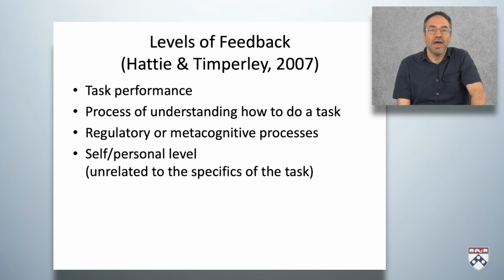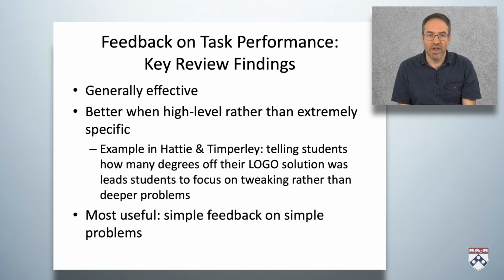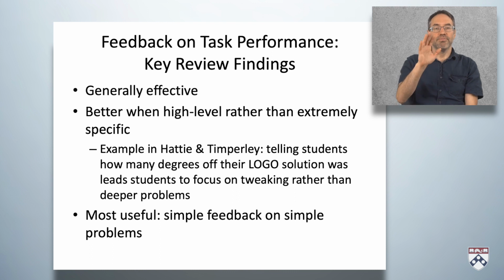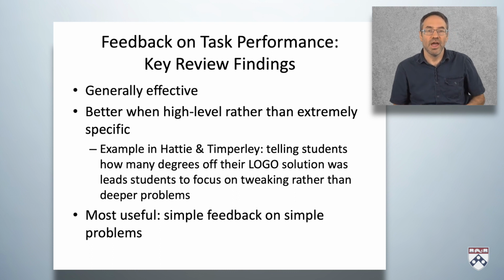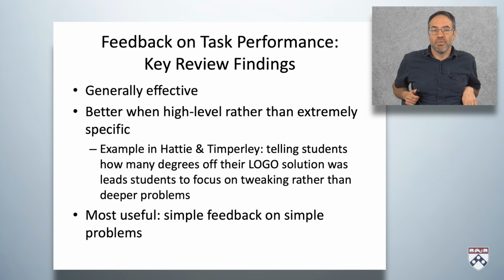Going beyond that, Hattie and Timperley talk about different levels of feedback, including task performance, the process of understanding how to do a task, regulatory or metacognitive processes, and feedback on the self or the personal level unrelated to the specifics of the task. They find that the feedback on task performance is generally effective, but better when high level rather than extremely specific. And one example in Hattie and Timperley, telling students how many degrees off their logo solution was, a very fine-grained, very specific piece of feedback on task performance, leads students to focus on tweaking rather than on deeper problems and deeper understanding. They find that the most useful is simple feedback on simple problems.